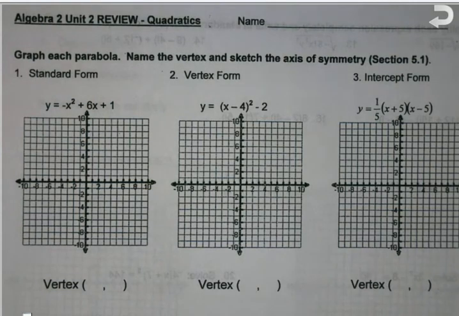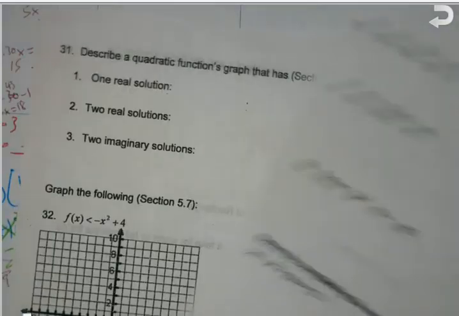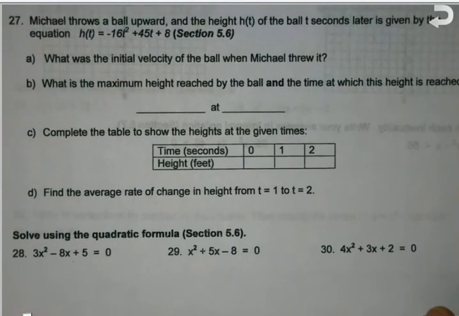All right, so where do you want to start in the review? Either 27 or 32 or both. I knew it was coming. 27, all right. I knew 27 was coming. I just didn't know how long it was going to take.